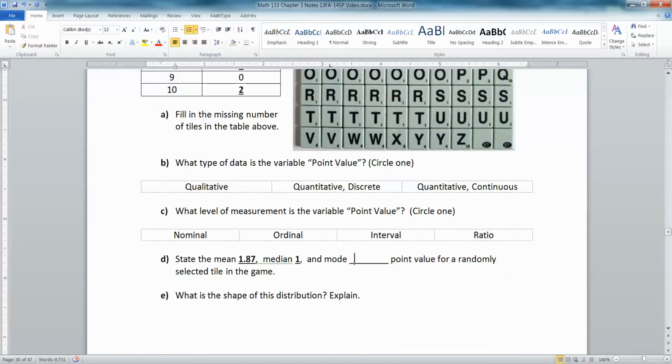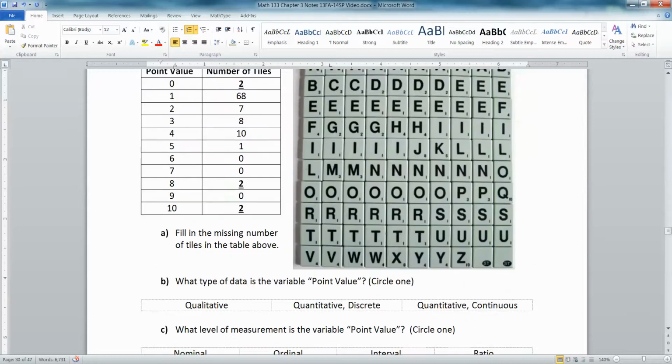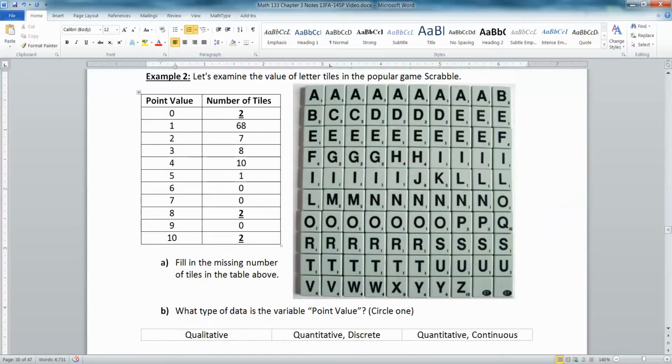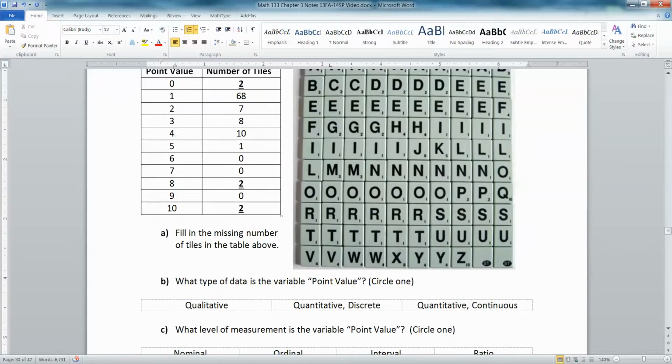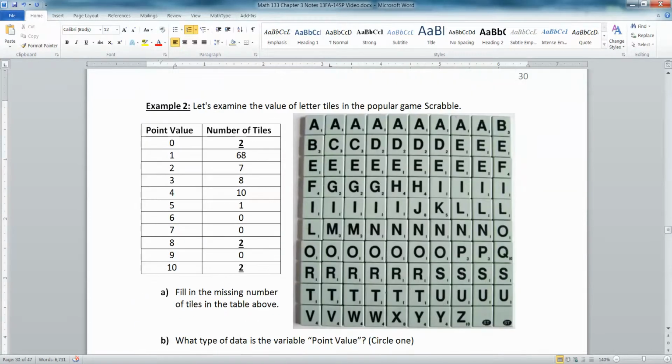All right. Now mode, again, the calculator doesn't find that. We learned that earlier. But you don't really need a calculator on this one. Look, which one occurs the most often? That's the mode. So if you look at the 100 tiles that are in Scrabble, by far the greatest point value occurs for number 1, right?